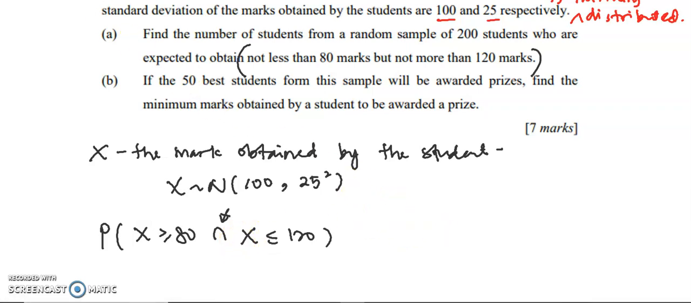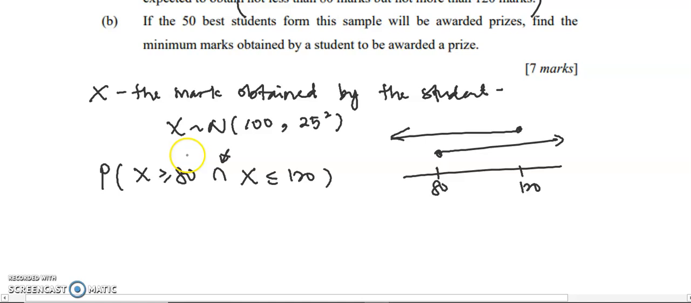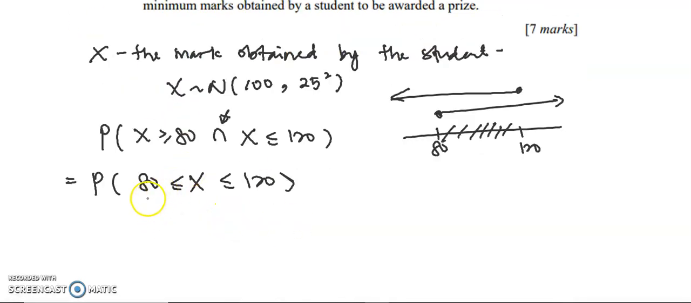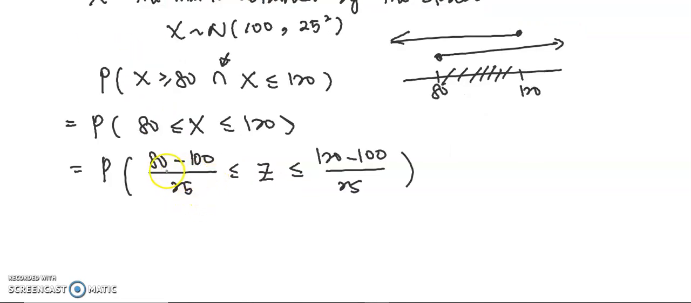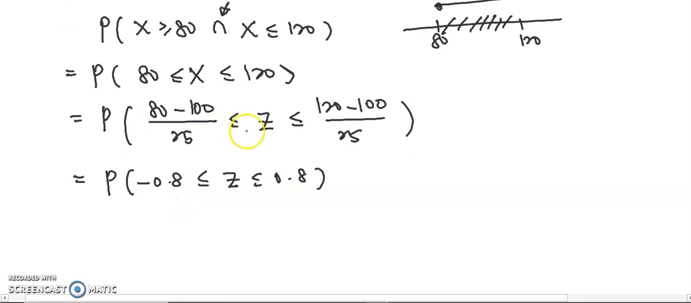Alright, so we can use a number line to help us. Since we want to find the intersection between these two intervals, actually it is the intersection of these two arrows, the overlapping. So we can see that this can be written as X is in between, or from 80 to 120. To calculate the probability of this, firstly we need to standardize the X to become the Z. We use the formula to standardize, that is taking X minus mu divided by the standard deviation, that is 25. After simplifying, we get negative 0.8 to 0.8.